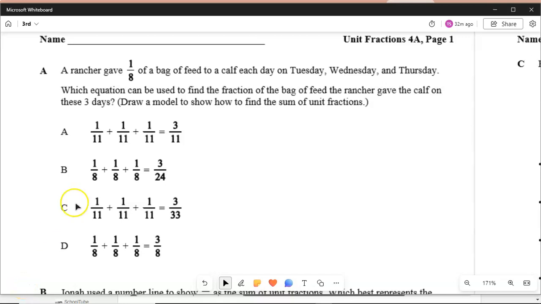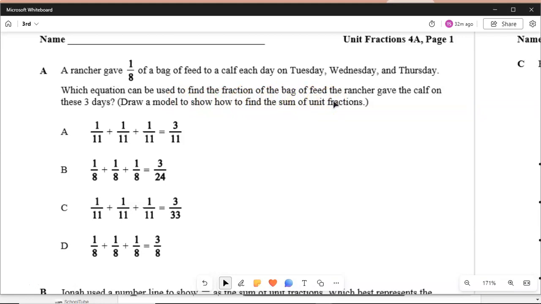Okay, we're going to start working on unit fractions 4a, page 1. So look at question number A. It says a rancher gave 1/8 of a bag of feed to a calf each day on Tuesday, Wednesday, and Thursday. Which equation can be used to find the fraction of the bags of feed the rancher gave the calves on these 3 days? It says draw a model to show how you find the sum of unit fractions.